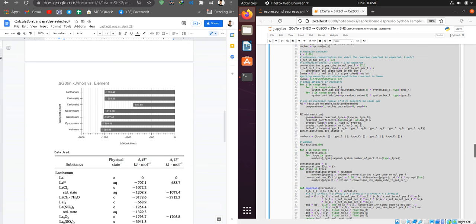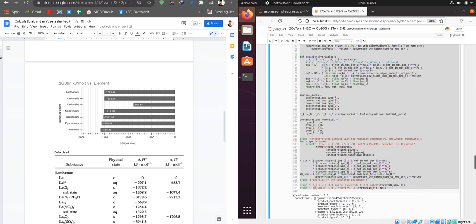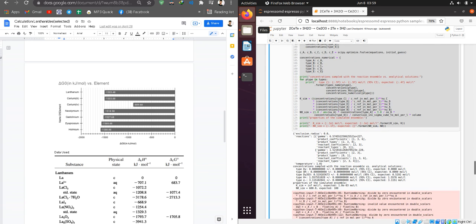I think this is enough on how to use the reaction ensemble module of ESPResSo.